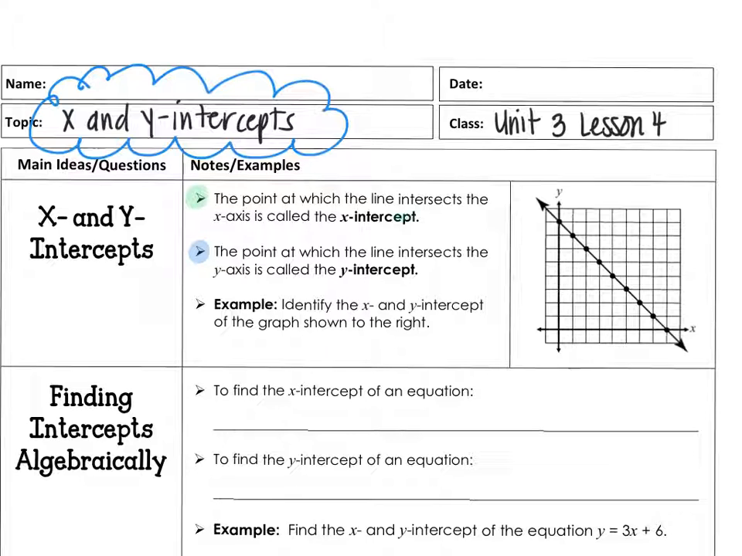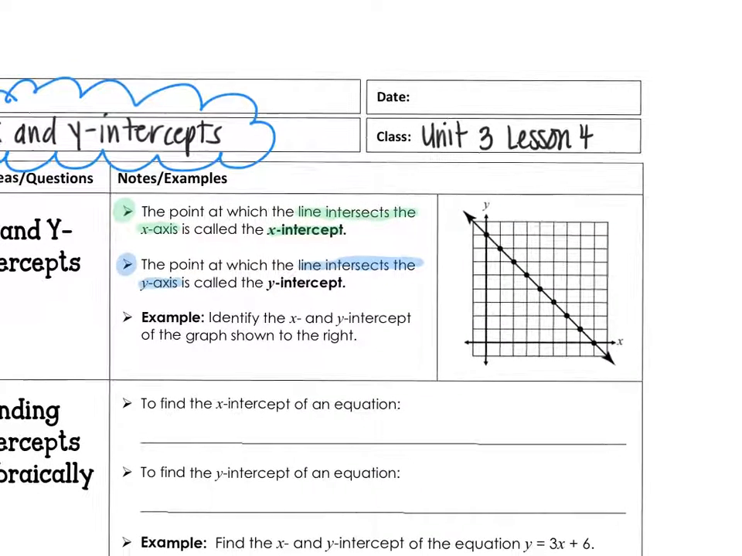So the x-intercept is the point where the line intersects the x-axis. And the y-intercept is the point where the line intersects the y-axis. Okay? So on the graph shown to the right, identify the x and y intercepts of the graph shown. Well, let's identify them first. The x-intercept is where the graph crosses the x-axis, which is at that green point. And the y-intercept is where the graph crosses the y-axis at that y point.